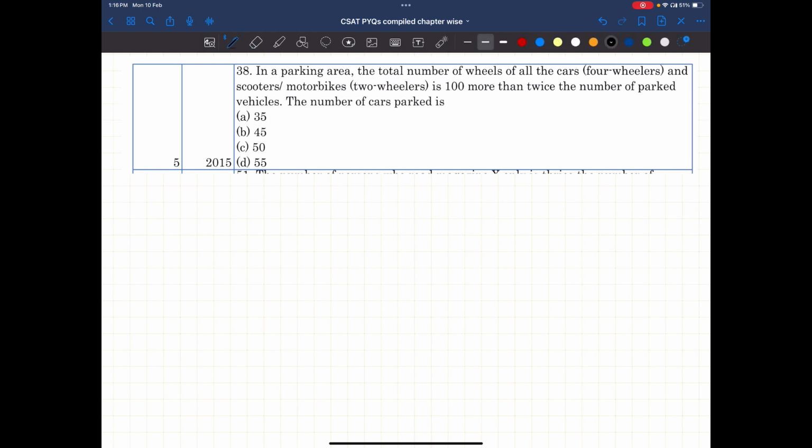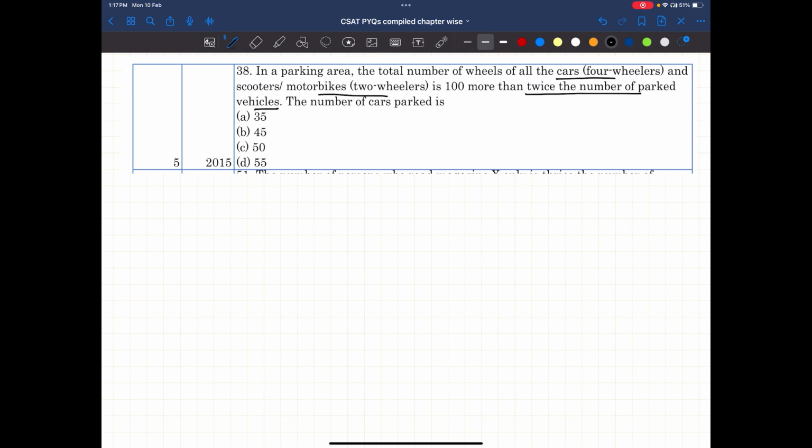Now let's come to the next question. Here he is giving that the total number of wheels of cars, which have 4 wheels, and bikes, two-wheelers, is 100 more than twice the number of parked vehicles. Now let us solve this question by converting these statements into equations.